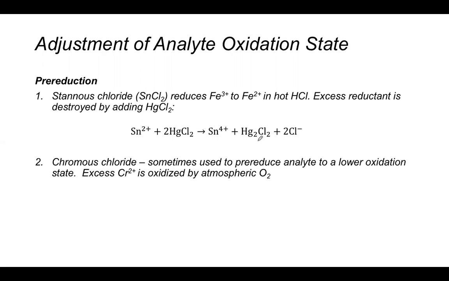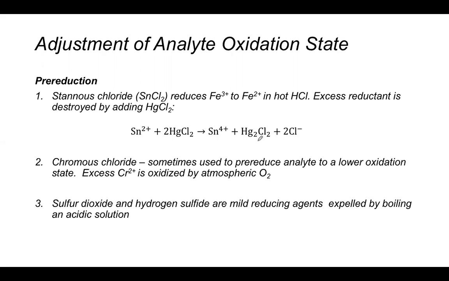Chromous chloride is sometimes used to pre-reduce analyte to a lower oxidation state. Excess chromium 2+ is oxidized by atmospheric oxygen. Sulfur dioxide and hydrogen sulfide are mild reducing agents expelled by boiling an acidic solution.